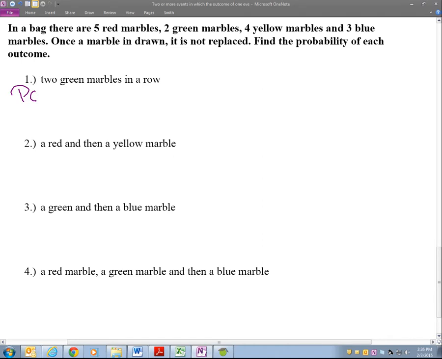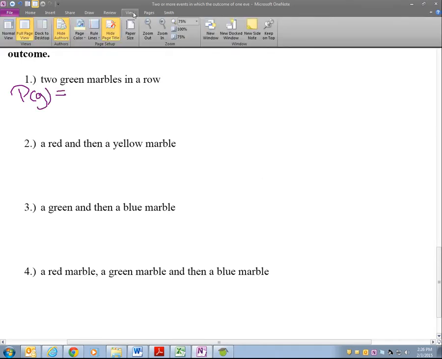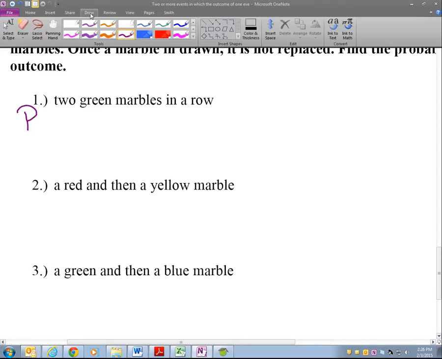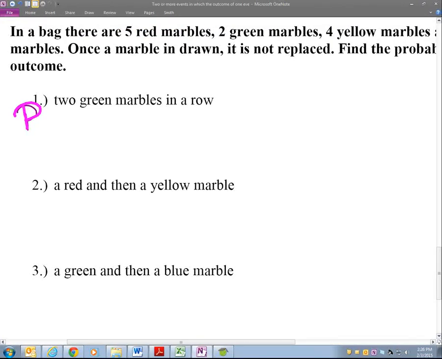The probability of drawing a green marble first is what? 2 out of 14, because starting out, I'm going to use a different color. The probability of drawing a green for the first one is going to be 2 out of 14, because there are 2 green marbles out of a total of 14. And we're going to reduce that to 1/7.